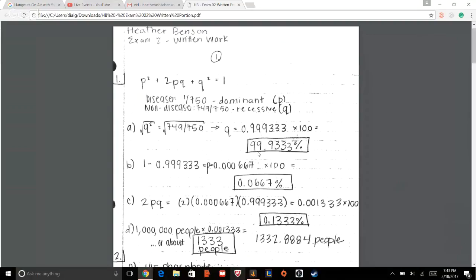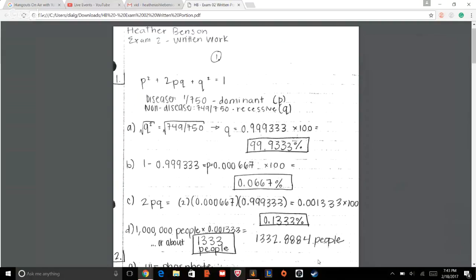For part B, what we do is they want to know what is the frequency of the disease allele in the population. So we do 1 minus q equals p, which is 0.00667 times 100 equals 0.0667% of the population has the disease allele. For part C, what is the frequency of the heterozygous individuals in the population?